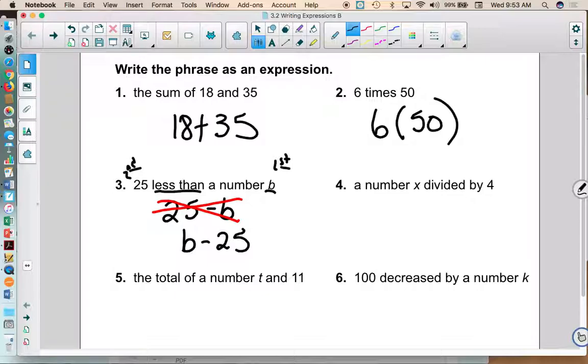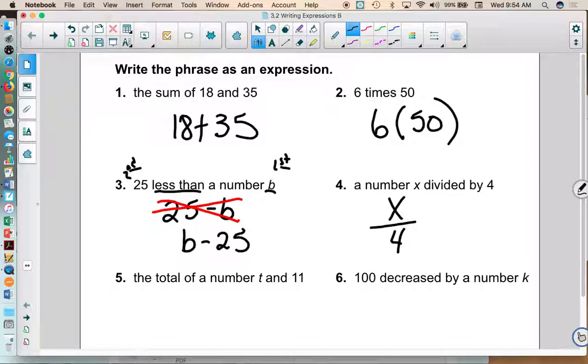A number x divided by 4. Chance, x divided by 4. I'm going to start doing my x divided by 4 like that all the time because I want you to see a fraction is a division statement.